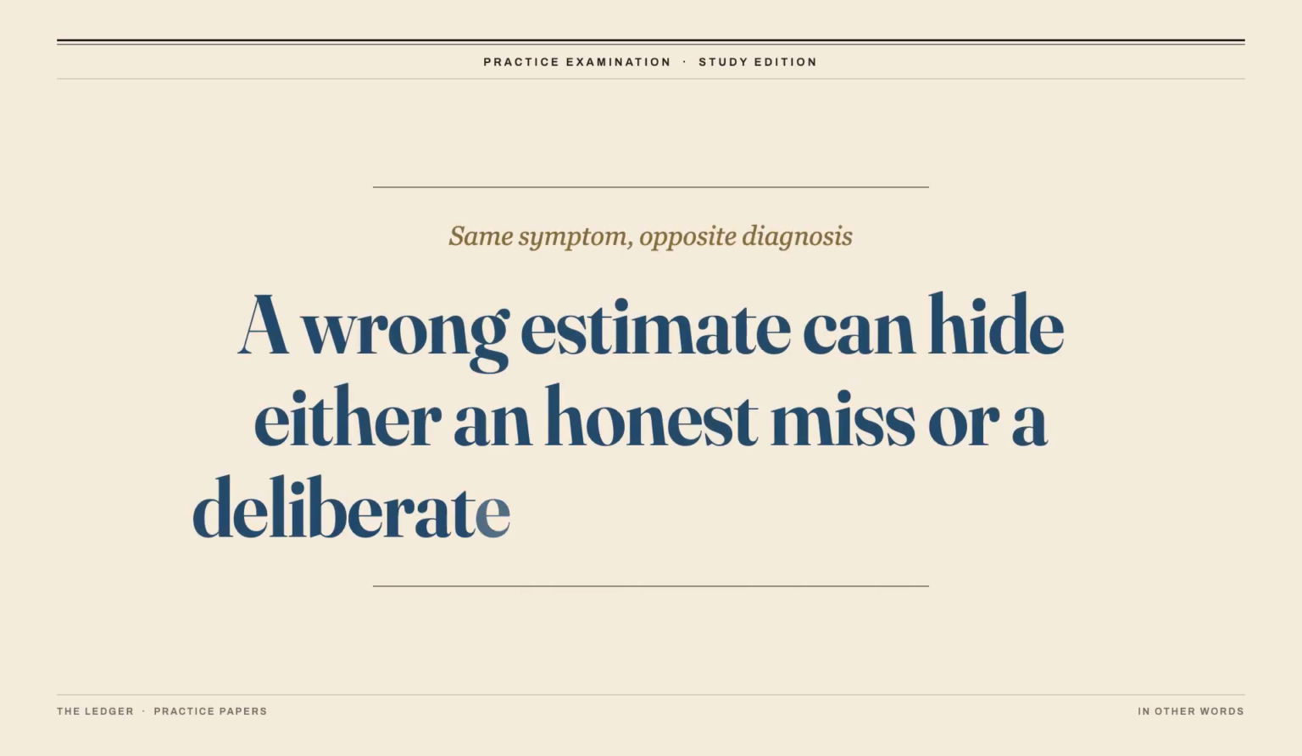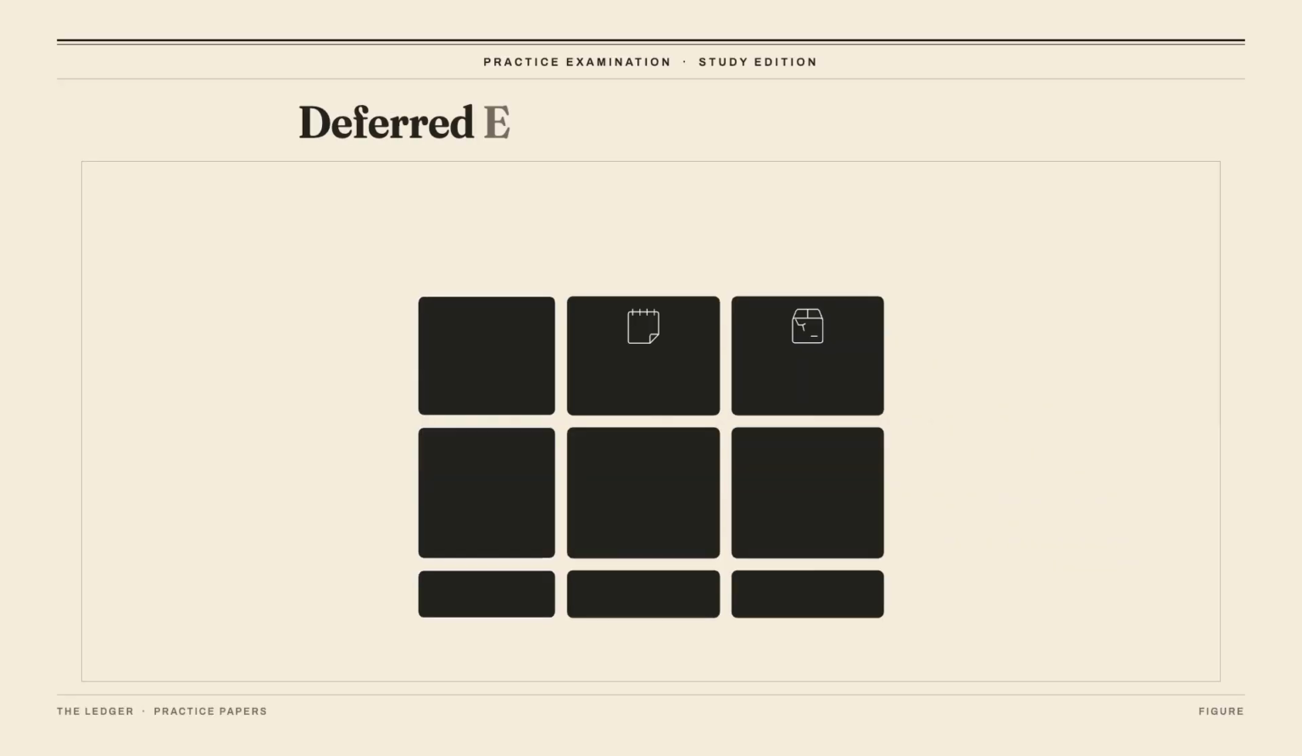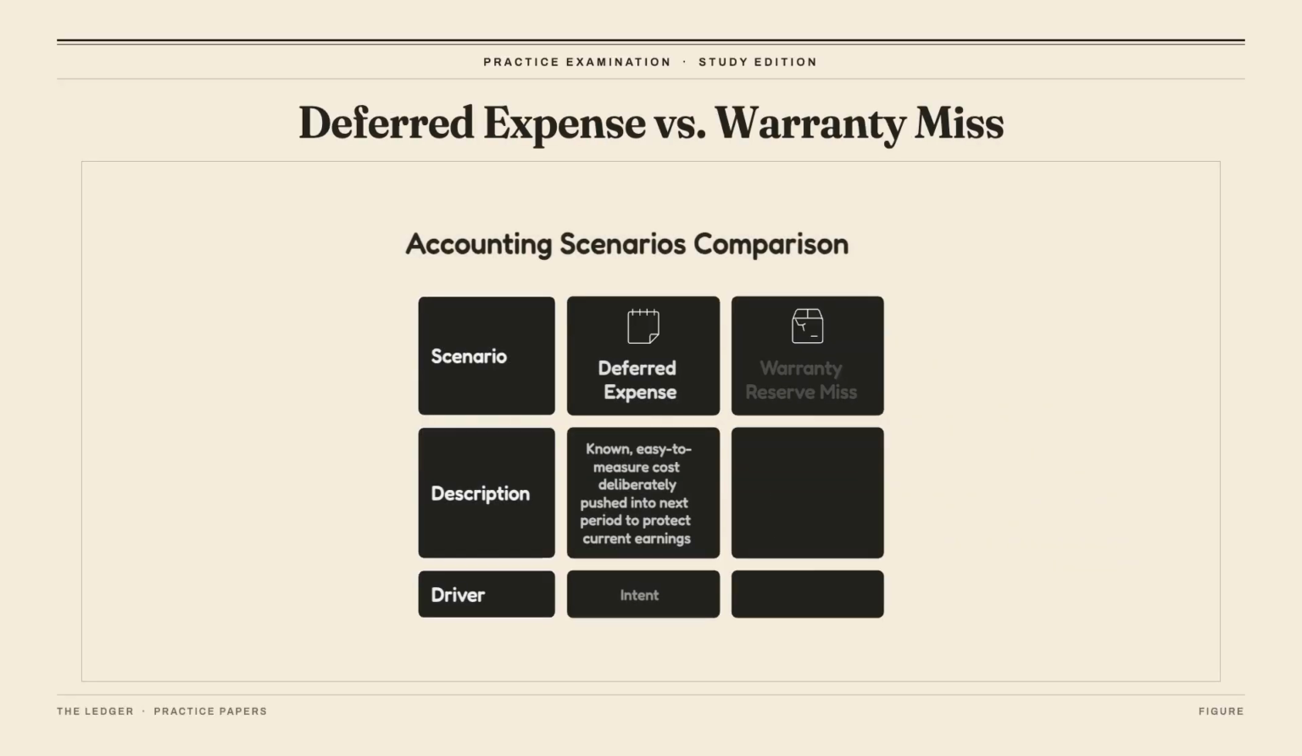Bias and measurement error can produce the exact same visible symptom, an estimate that later proves wrong. But they mean opposite things. Measurement error is an honest miss on a hard quantity. Bias is a deliberate slant serving an interest, and the symptom alone can never tell them apart. Consider the deferred expense. The amount was known, the timing was clear, and it was delayed anyway to protect the target. That's intent laid bare.